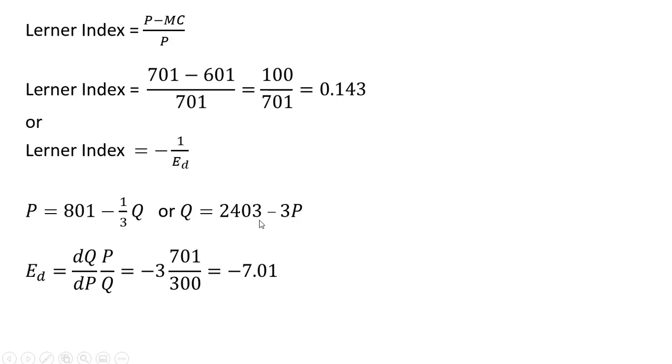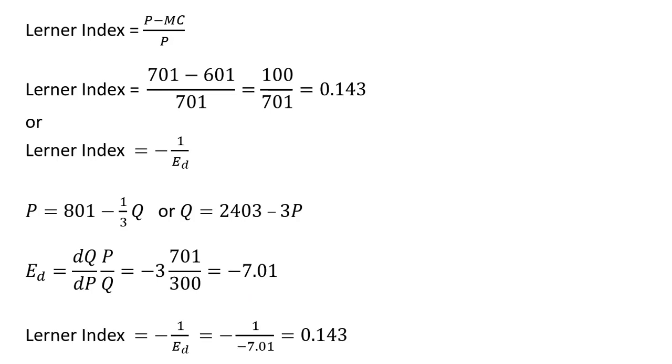So the derivative of this demand equation is minus 3. The profit maximizing price is 701. The profit maximizing quantity is 300, so we get a price elasticity of demand of minus 7.01.